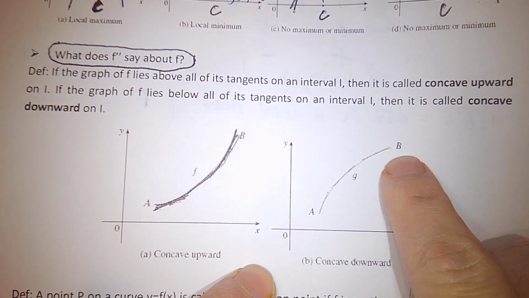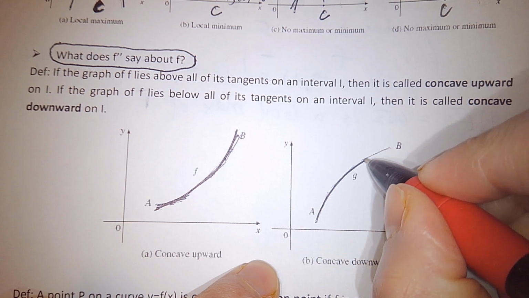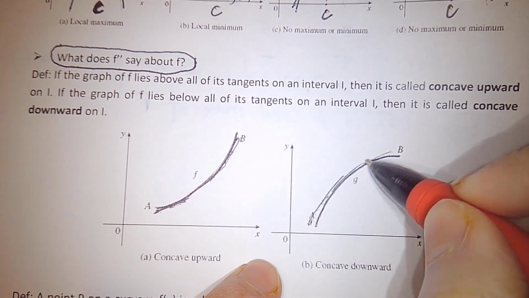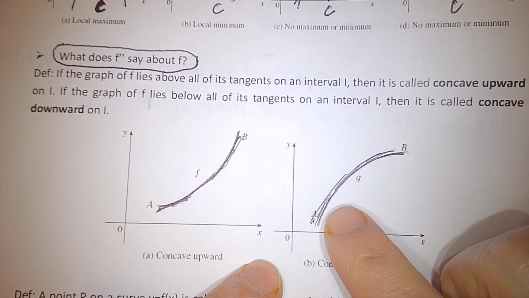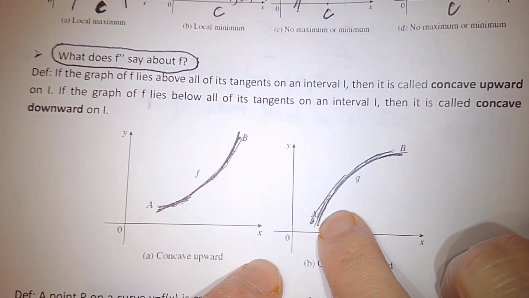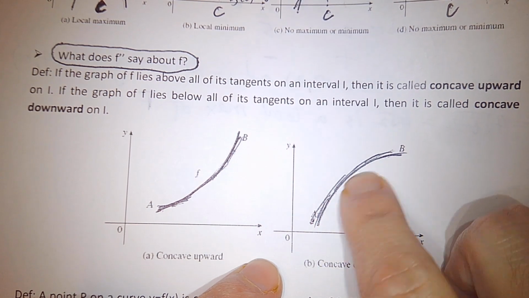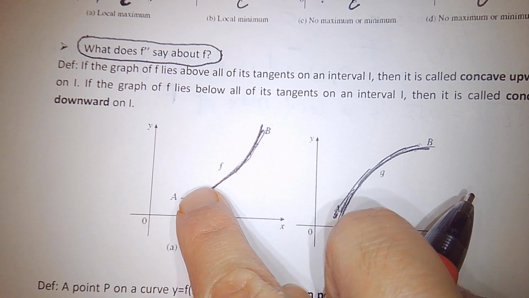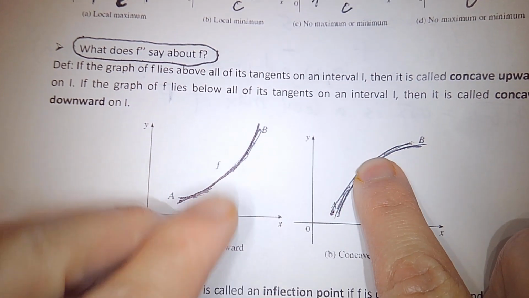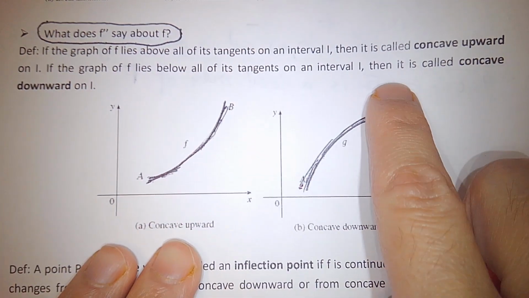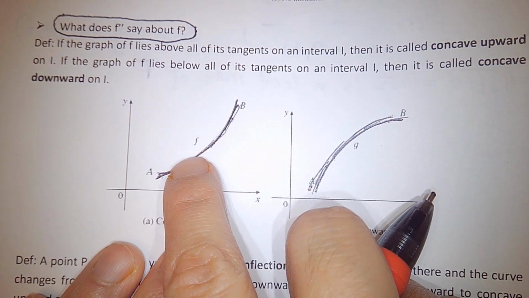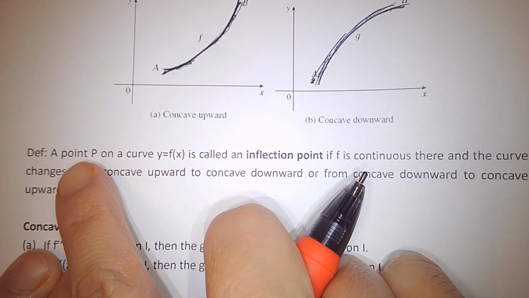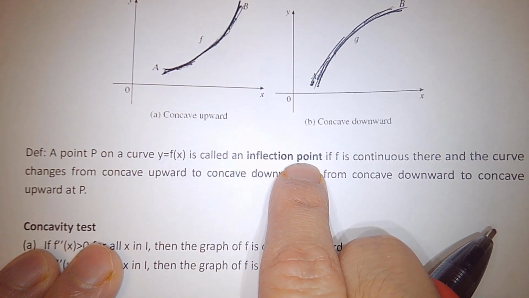How do you understand concave downward? A bowl facing down. Or if we draw any tangent lines to the curve, it's always above its tangents. So if f always lies above the tangents, it is called concave upward. If f always lies below the tangents, it is called concave downward.